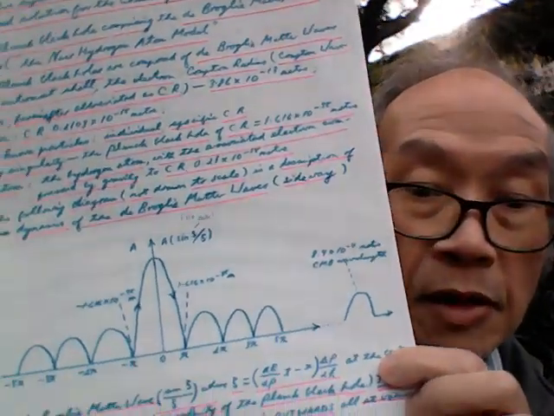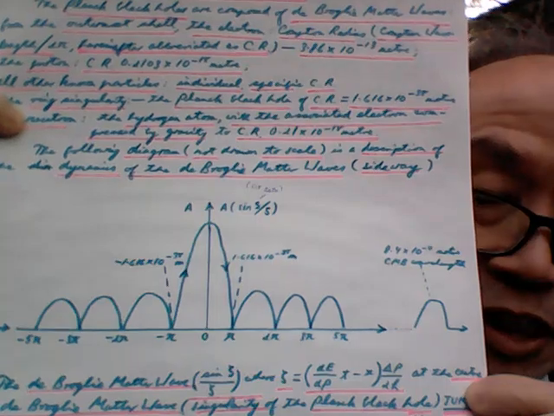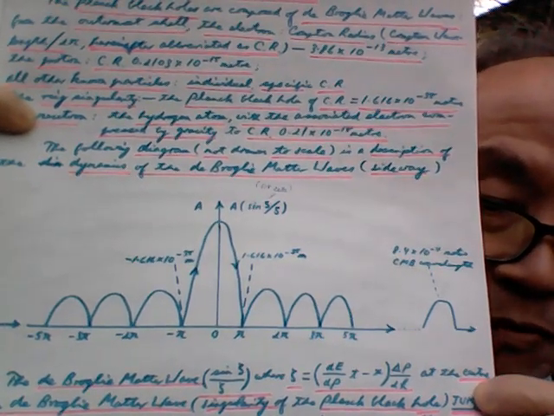H bar is, of course, well known as Planck's constant divided by 2 pi. Sine theta divided by theta is a mathematical function. At the center of the de Broglie matter wave, the singularity of the Planck black hole, the de Broglie matter wave simply jumps across and changes from moving inwards to moving outwards at the vacuum light velocity c.